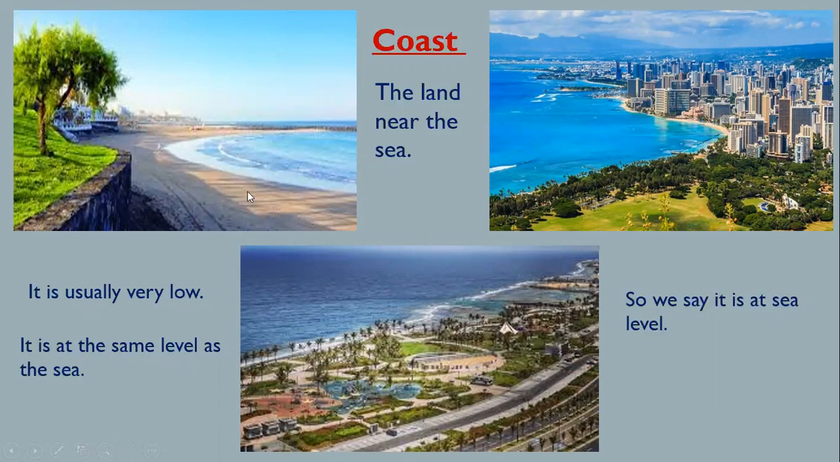Just like this, the land is touching the water. This area is called coastal areas, coast. So we say it is at sea level, same level. Look, here is the sea and here is the land. Then there are residential areas or commercial areas, buildings, towers, parks, trees, land part and watery part. This is called coast.